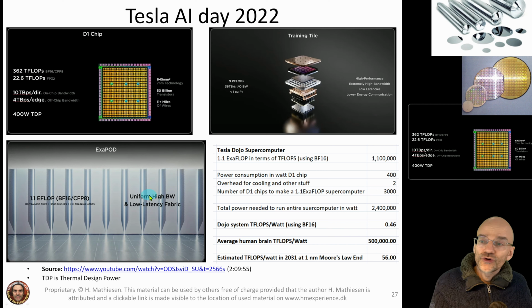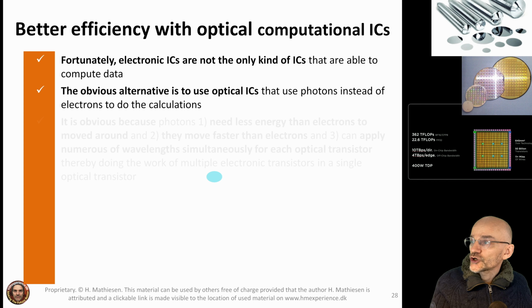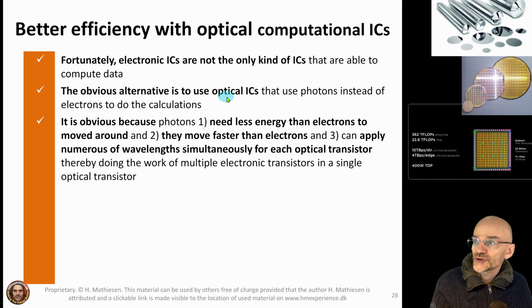So what kind of alternatives do we have to progress the efficiency of computation rather than these electronic integrated circuits? There is one alternative, and it's optical computational circuits. It's an obvious alternative because they use photons instead of electrons. And photons need less energy than electrons to be moved around. Secondly, they move faster than electrons. And third, which is perhaps even the most important thing, they can apply numerous wavelengths simultaneously for each optical transistor, thereby doing the work of multiple transistors in a single optical transistor.